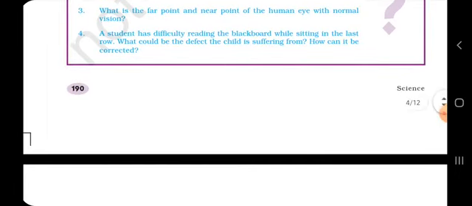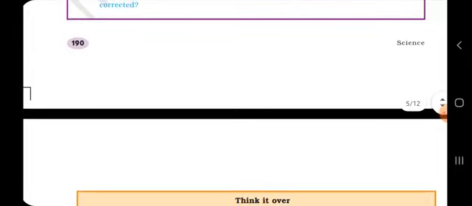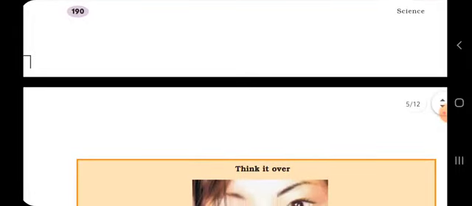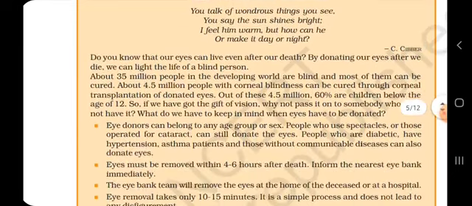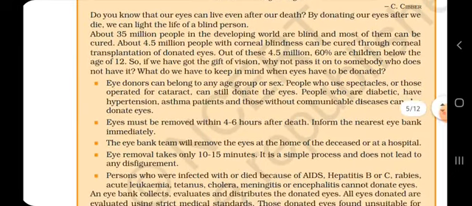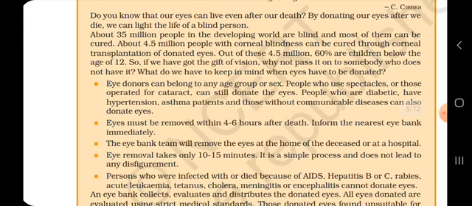I hope you are clear with the defects of the human eye. In examinations, if they ask you to write a short note on defects of the human eye, you need to write the three forms: myopia, hypermetropia, presbyopia. If you have extra time, you can also write about cataract, the milky and cloudy layer formed on the human eye.